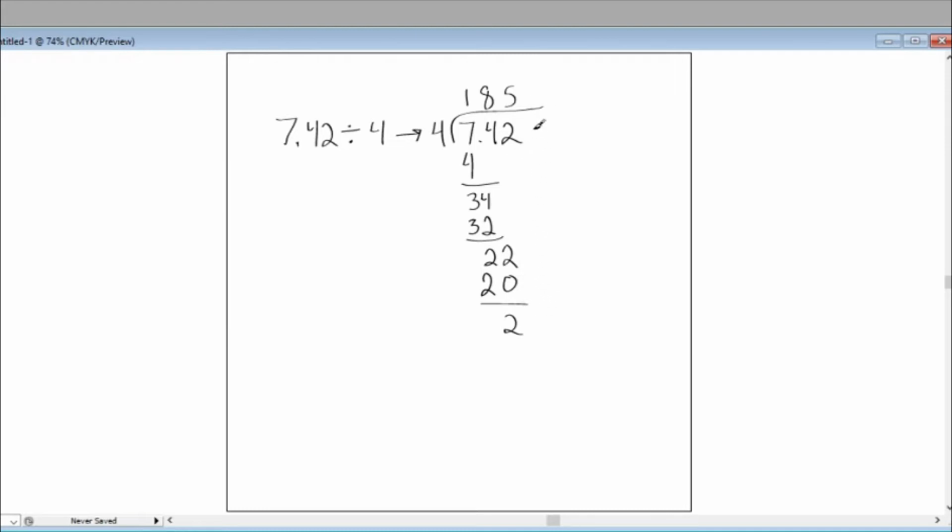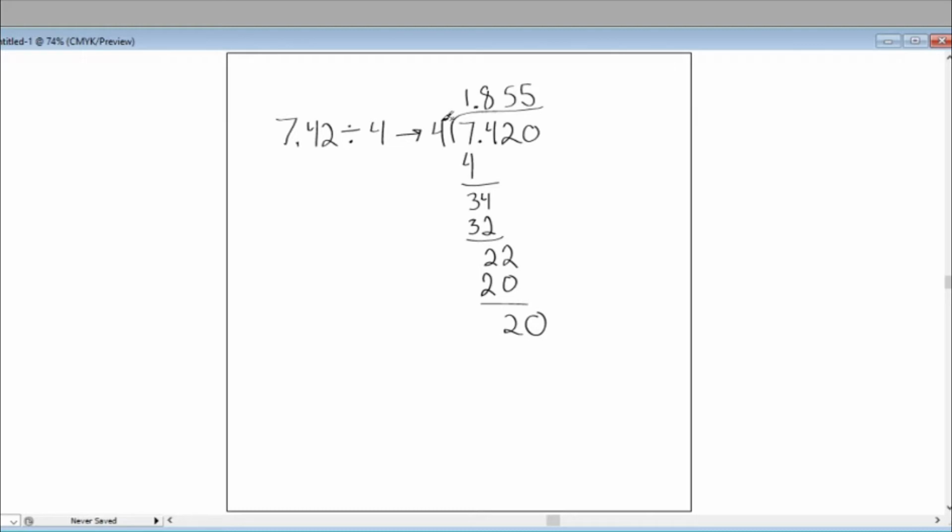And we can continue to add zeros here to keep on getting place values. Now, I already have a decimal here, so don't add another decimal here. That wouldn't make any sense. So drop down this 0. 4 into 20 is another 5. Okay, and then this decimal, unlike multiplication, we can just bring it straight up into our answer. So I get 1.855. There's my answer.